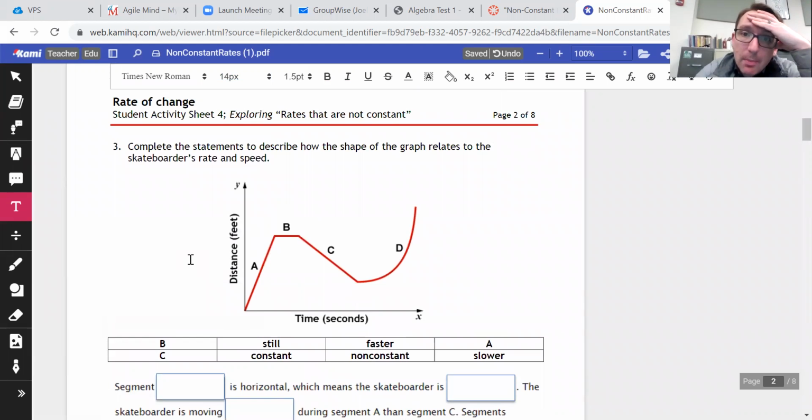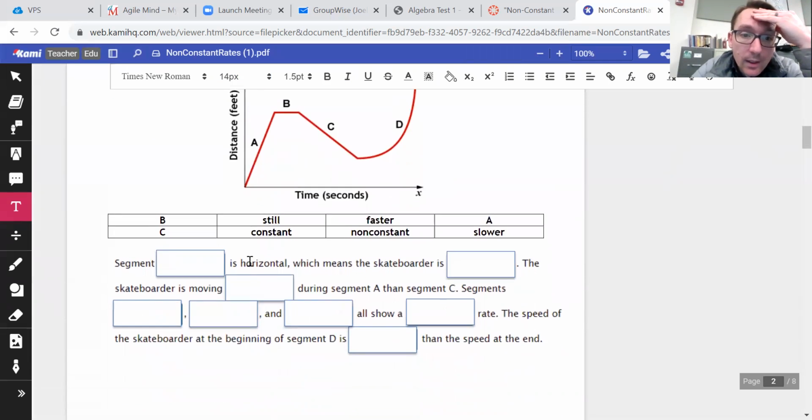Complete the statements to describe the shape of the graph and how it relates to his speed. Okay, we have A, B, C, and D. Notice A, the distance is getting larger, which means during A, the skateboarder is moving away. The distance is not changing during B, which means the skateboarder is not moving away from or toward the motion detector. C means he's moving toward it because the distance is getting smaller. And finally, D, he's moving away again because it's going up. But notice it's curving, so he's not moving at a constant rate.